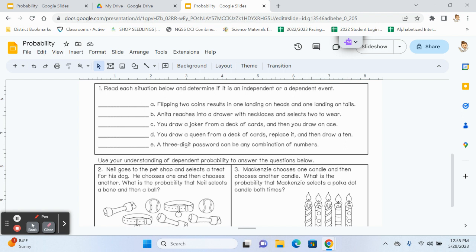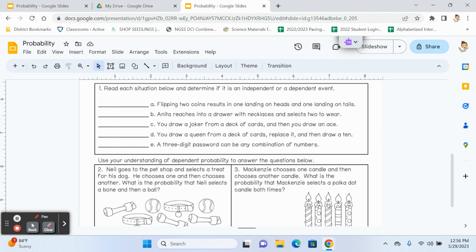So we're going to read the situations and describe whether or not they're independent or dependent. When we were doing independent, remember that if it was marbles, we were putting the marble back in the bag, so nothing changed as far as the quantity. Dependent is the opposite of that. The quantity is going to change. It's kind of like if you took a marble out of the bag and didn't put it back in. So we're going to go through each one of these so you can understand how that works.